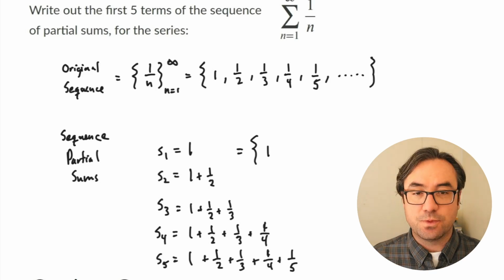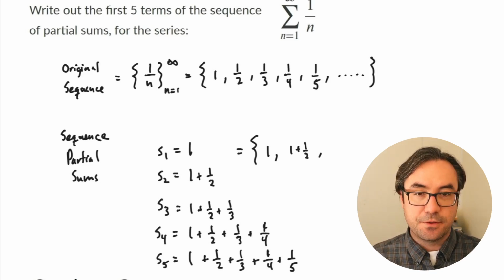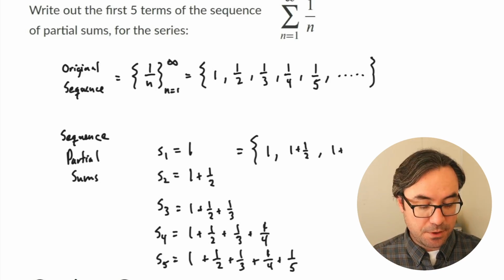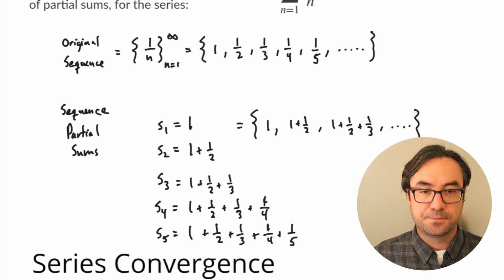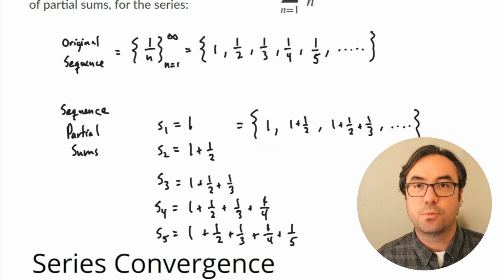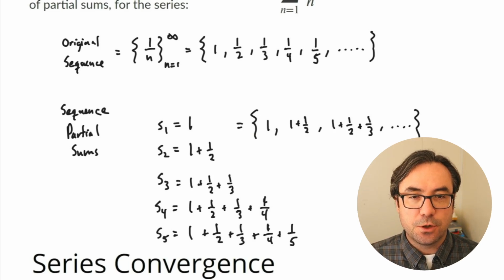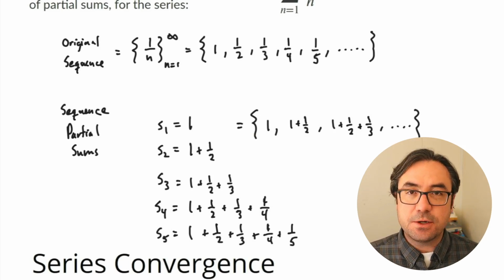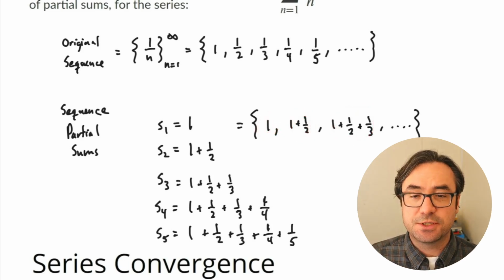So the first term is 1. The second term is 1 plus 1/2. The third term is 1 plus 1/2 plus 1/3, and so on. So I've written them out here, but we could also indicate that as a sequence here. So what we're doing is, with a sequence of partial sums, we're taking some original sequence and we're progressively adding more and more of the terms together.